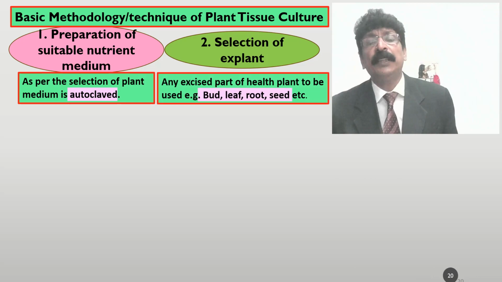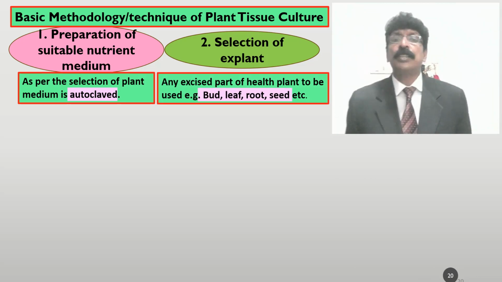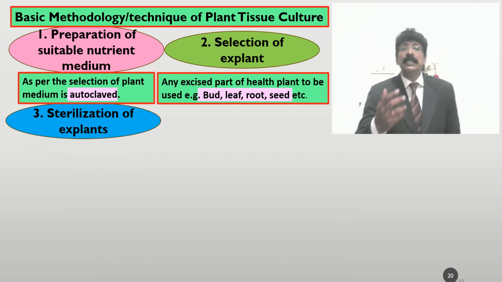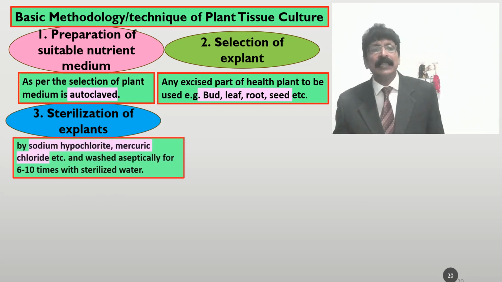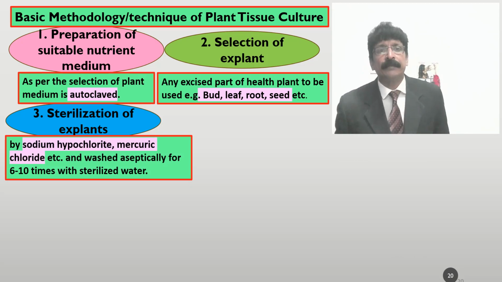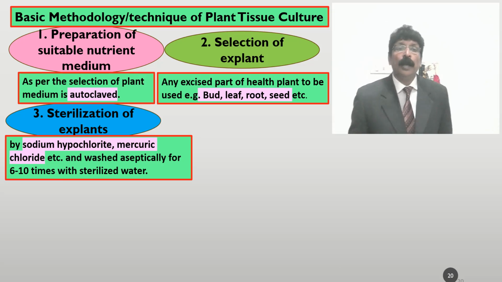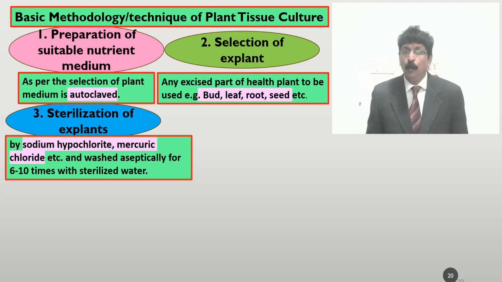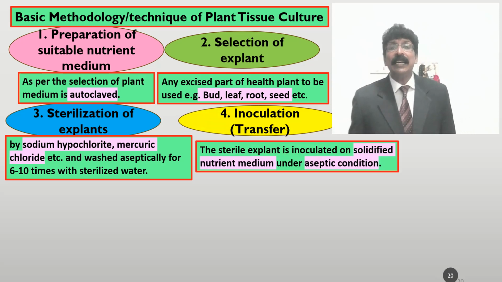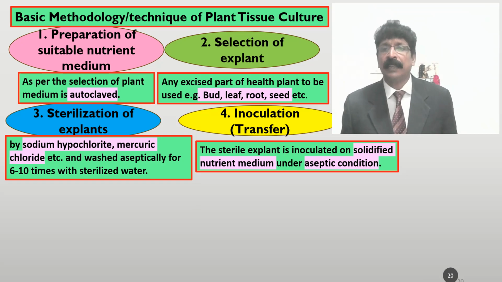An excised part of a healthy plant is used, such as bud, leaf, root, seed, etc. When we come to sterilization of the explant, you have to remember these chemicals: sodium hypochlorite and mercury chloride. I have made them somewhat visible by coloring them. There are many, but at least you can remember these two. Wash aseptically 6 to 10 times with sterilized water. Then comes inoculation, transfer. This sterile explant is inoculated on a solidified nutrient medium under aseptic conditions.